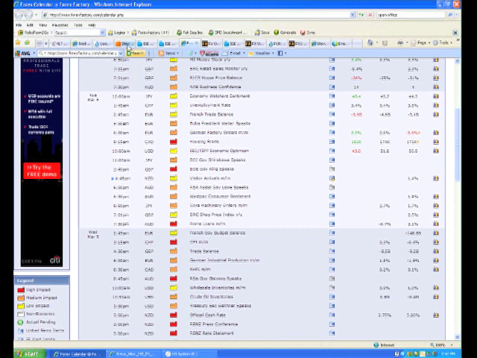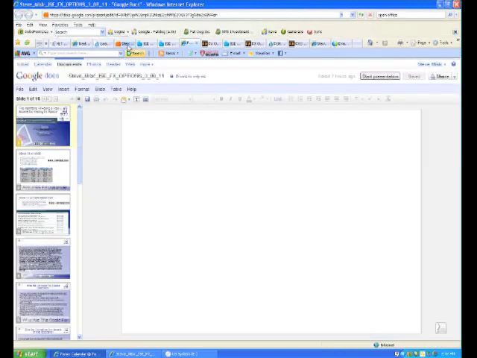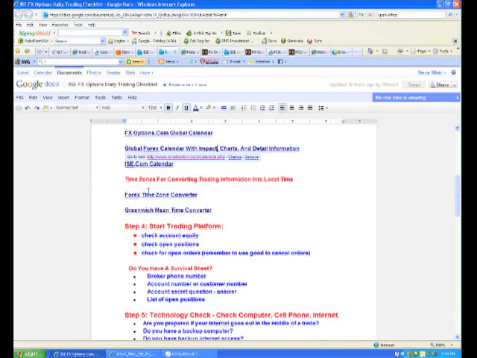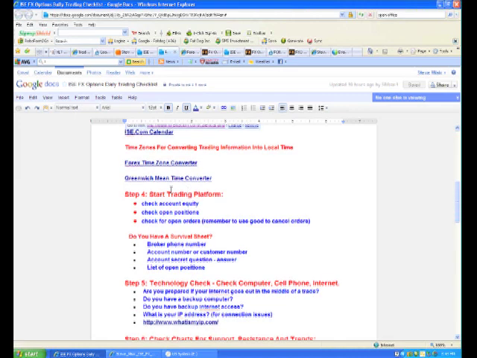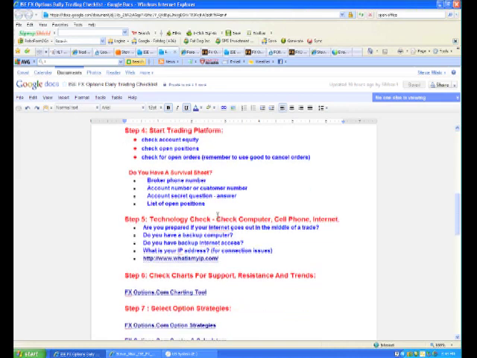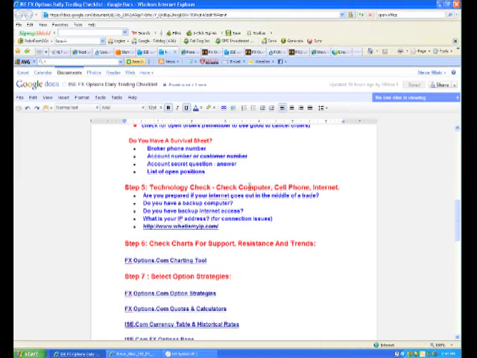All right, and then as I'm going through my list, I've got all the information written down. I also have a couple of websites where I can convert the time into Greenwich Mean Time. I convert it into my own time zone. I've got step number 4, checking my account, orders, checking my open position, checking my equity. I've got my survival sheet information. I've also got my technology check, make sure my cell phone is charged, make sure I have a backup computer, backup internet. I happen to have a wireless air card that I use to trade in case I lose my home internet connection in my office.